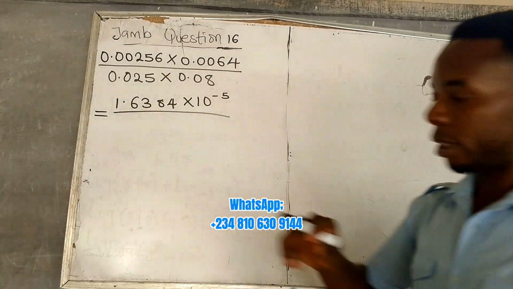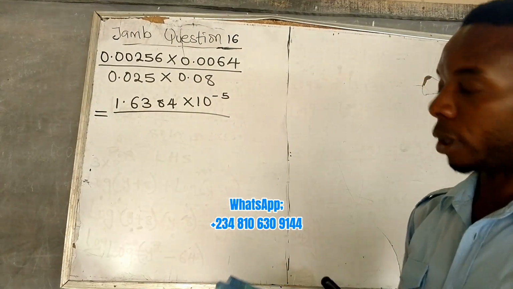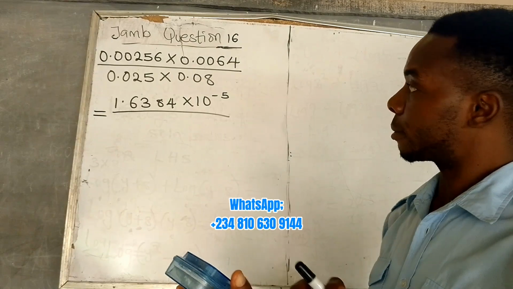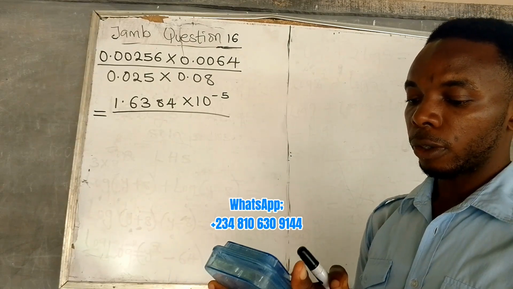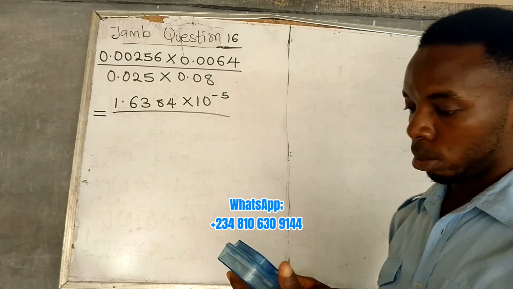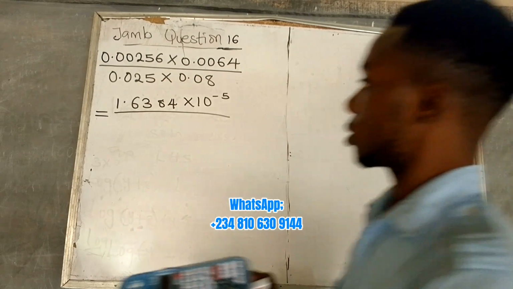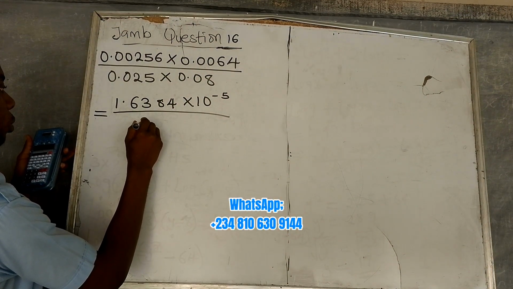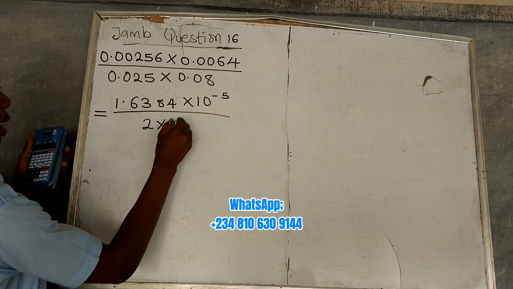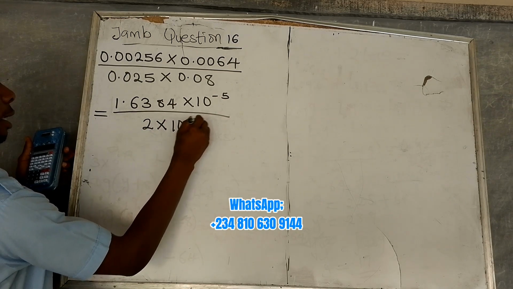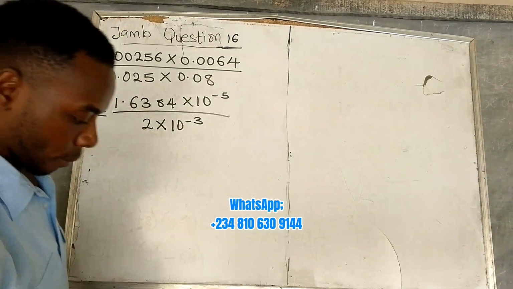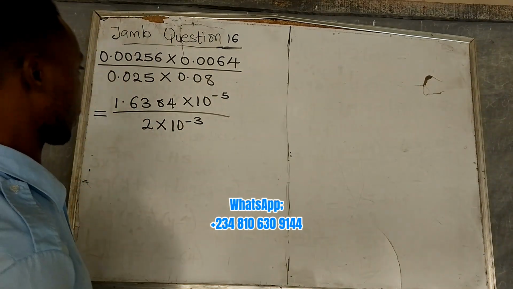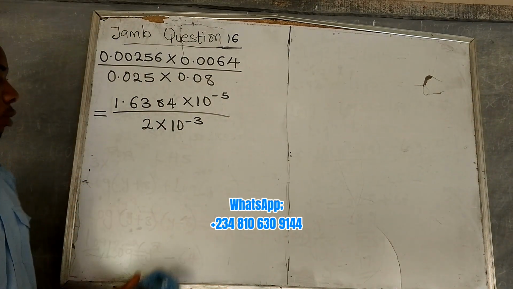Then you do the denominator, which is 0.025 times 0.08. Now it will give you 2 times 10 raised to the power minus 3. Now this is what it gives you, the power minus 3. Now the next thing you should do is this.